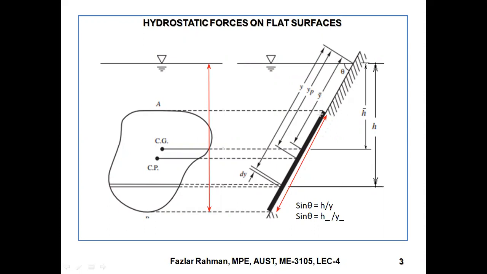Now, this surface, if I look from this side, perpendicular to this side, I'll get this surface. And it is arbitrary, not a definite shape. But obviously, in the real world, it has a definite shape.